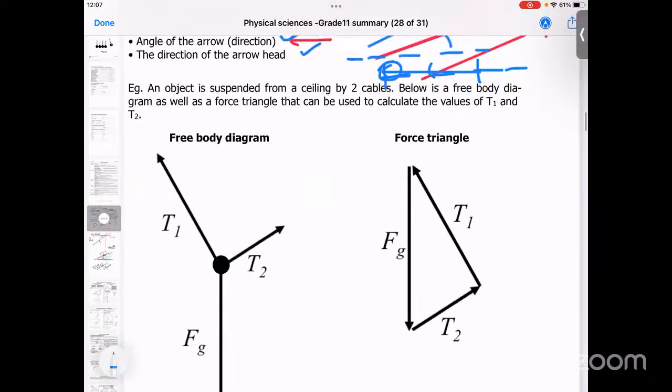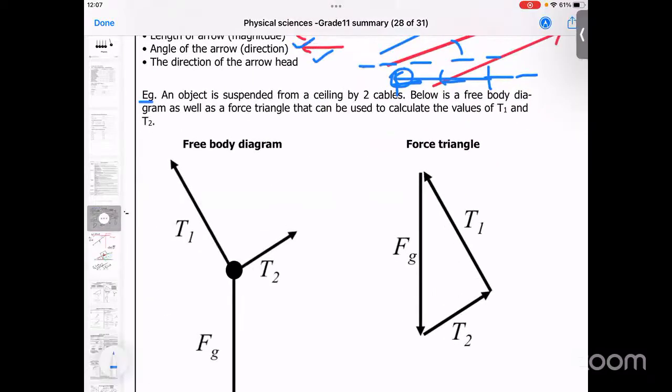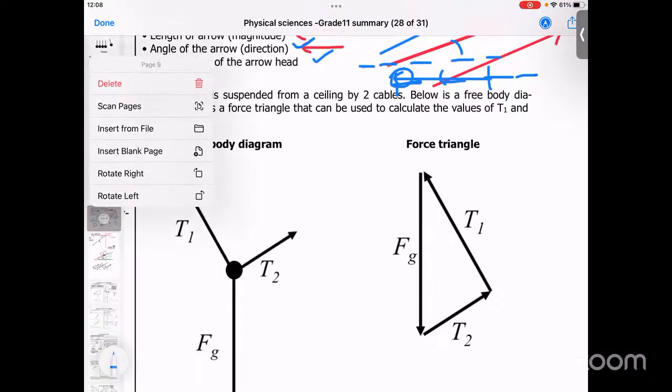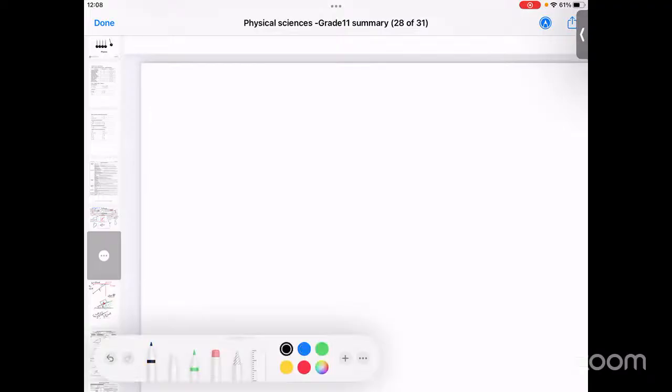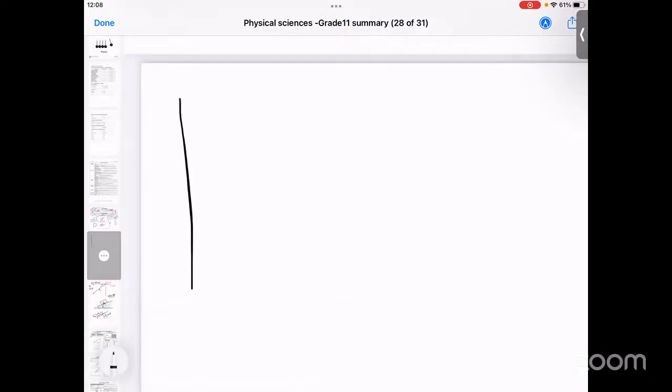Here's an example where an object is suspended from a ceiling by two cables. Below is a free body diagram as well as a force triangle that can be used to calculate the values of tension 1 and tension 2. That T stands for the tension. Let's not complicate it. The tension.